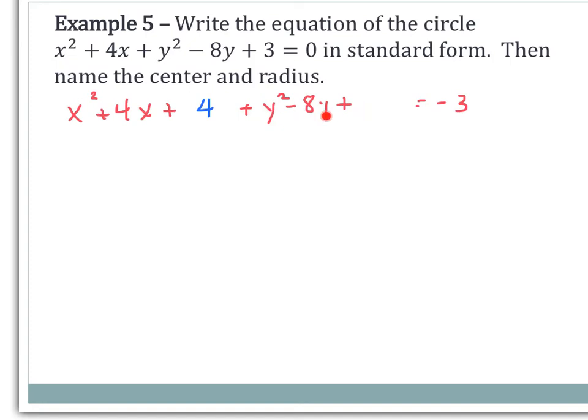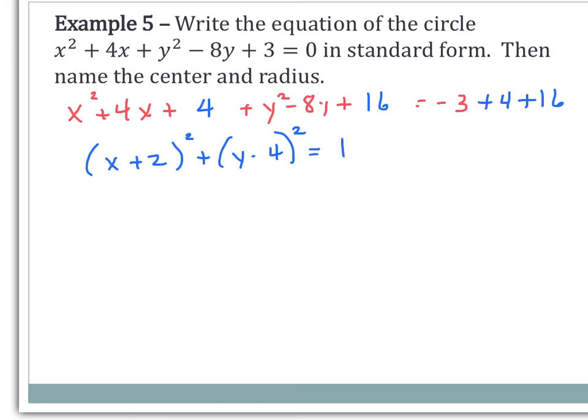Now for this part, I take half of 8 and square it. And that is going to be 16. But whatever we add on one side, we have to add on the other side. So plus 4 plus 16. Now, we can write those completed squares factored. So (x + 2)², (y - 4)², and then when you add together the right side, you get 17. Okay, your center (-2, 4), your radius is the square root of 17, and that is the lesson on circles.